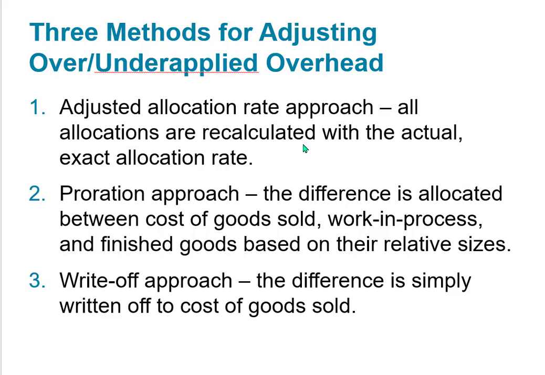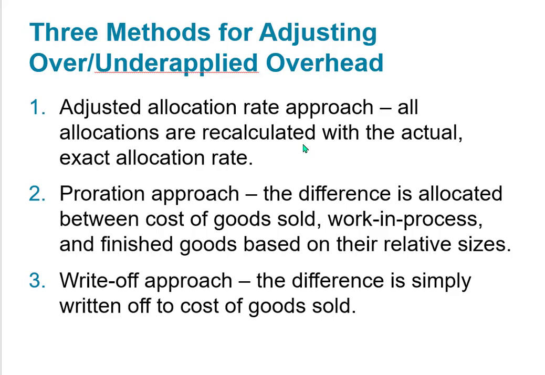The adjusted allocation rate approach, all allocations are recalculated with the actual exact allocation rate. So the adoption of computerized accounting systems has reduced the cost of using an adjusted allocation rate. Okay, a computer could just adjust it for you, but doing it yourself would be a real pain.